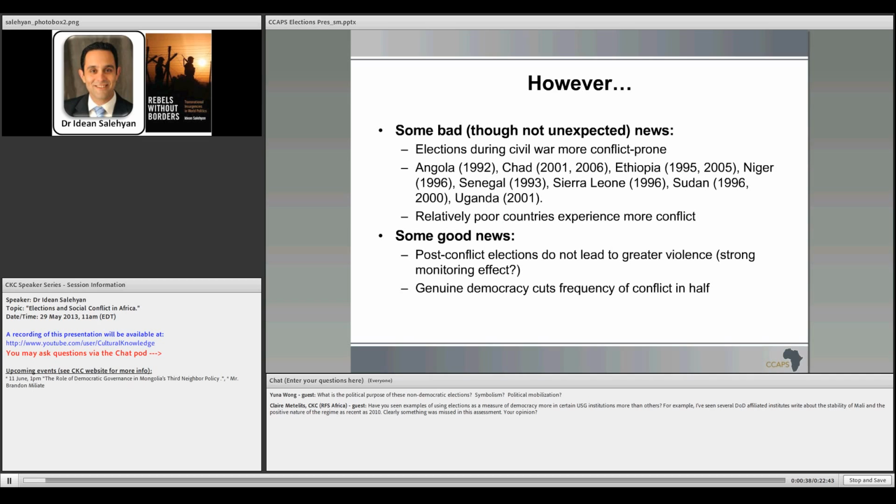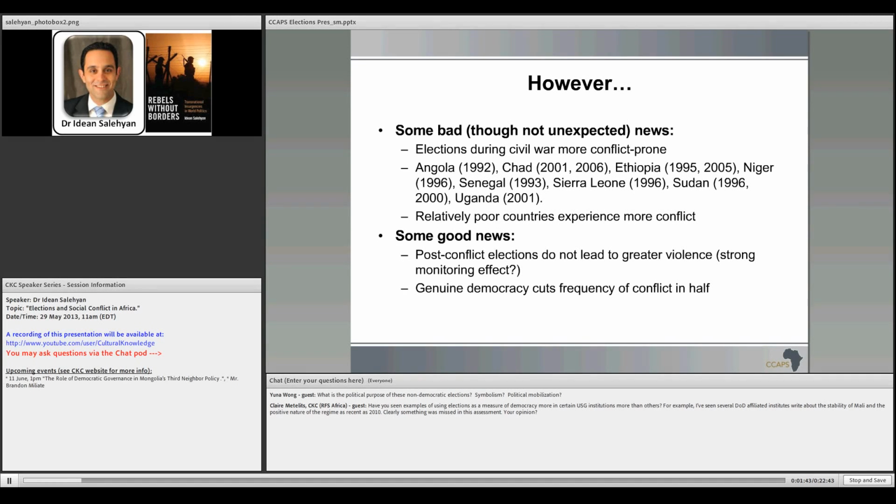So some bad news and some good news when we unpack the data a little bit further. Bad, but not unexpected, is that elections during civil conflict, when a civil war is ongoing, tend to be more conflict prone. And these are not infrequent in Africa. We've had elections during ongoing violence in Angola, Chad, Ethiopia, Senegal, Uganda. These contexts, in which at least part of the country is involved in a civil war, are probably the worst contexts in which to hold elections, and the frequency of violence increases quite dramatically as opposed to non-conflict situations. Relatively poor countries, and especially those that lack basic bureaucratic capacity, the basic technical proficiency to hold polls, experience far more conflict as well.